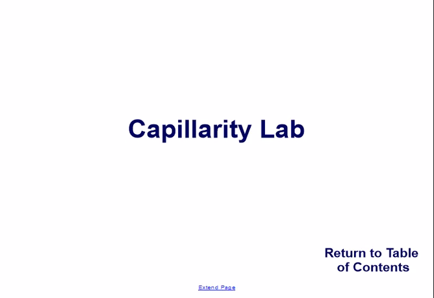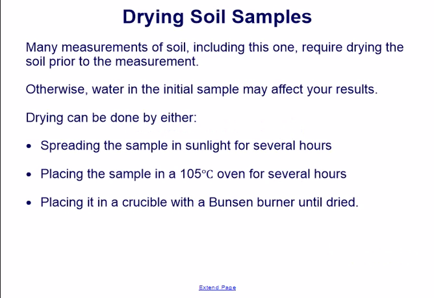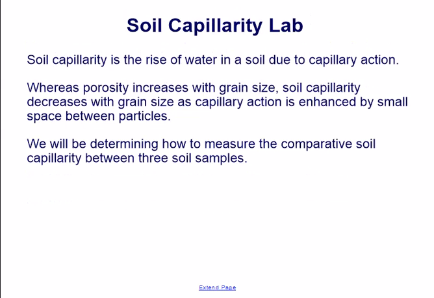Capillarity Lab. Drying soil samples. Many measurements of soil, including this one, require drying the soil prior to the measurement. Otherwise, water in the initial sample may affect your results. Drying can be done by either spreading the sample in sunlight for several hours, placing the sample in a 105-degree oven for several hours, or placing it in a crucible with a Bunsen burner until it's dried.